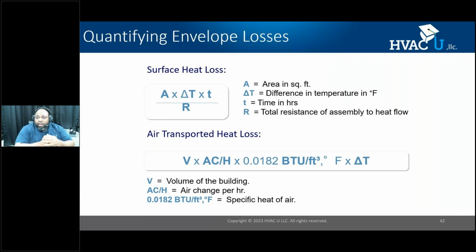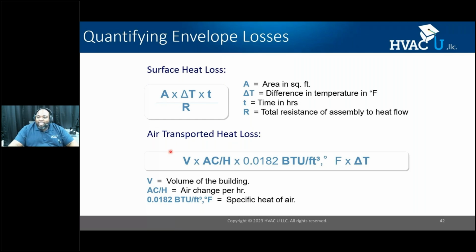All right, so quantifying our envelope losses, we have two formulas here. We have our surface heat loss, or I'll call it our conductive heat loss, which is the area, length times width of what we're trying to measure, times the delta T, the temperature difference between the two surfaces, times the time, divided by the resistance of that assembly that we just talked about. You may have also seen this formula represented as UA delta T. It's describing the same information, but for our context, this is the formula describing heat transmission through a building wall or maybe a ceiling.